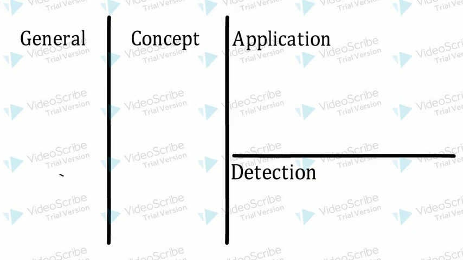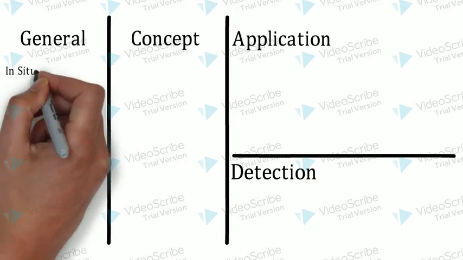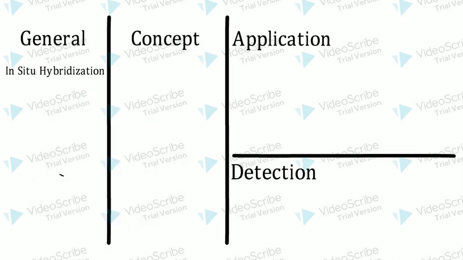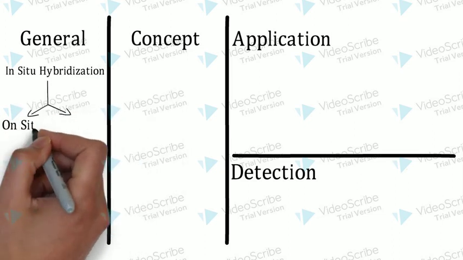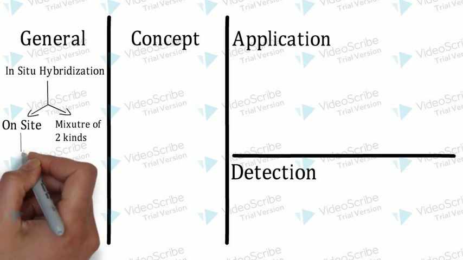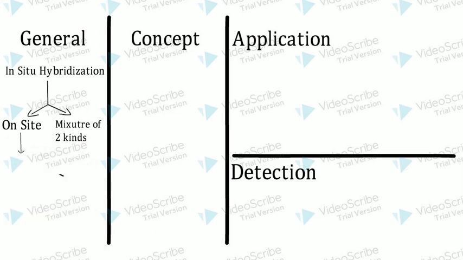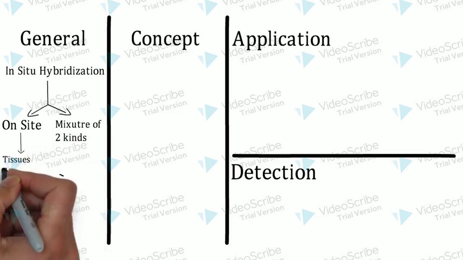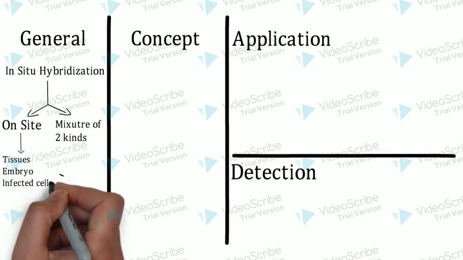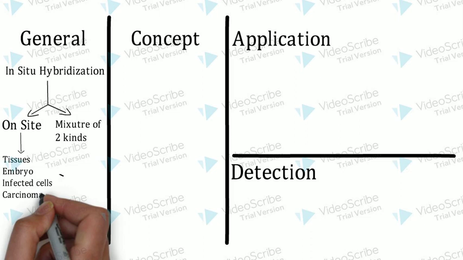Now, if we think about the term in situ hybridization, it decomposes into 2 components. The first component is in situ, which means on site, and the second component is hybridization, which means a mixture of 2 kinds, right? So on site in this context can be tissue, it can be embryo, it can be infected cells or cancer cells.